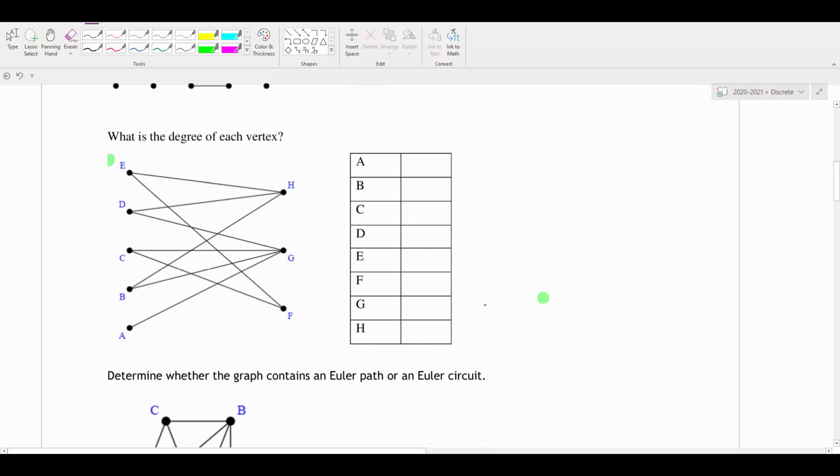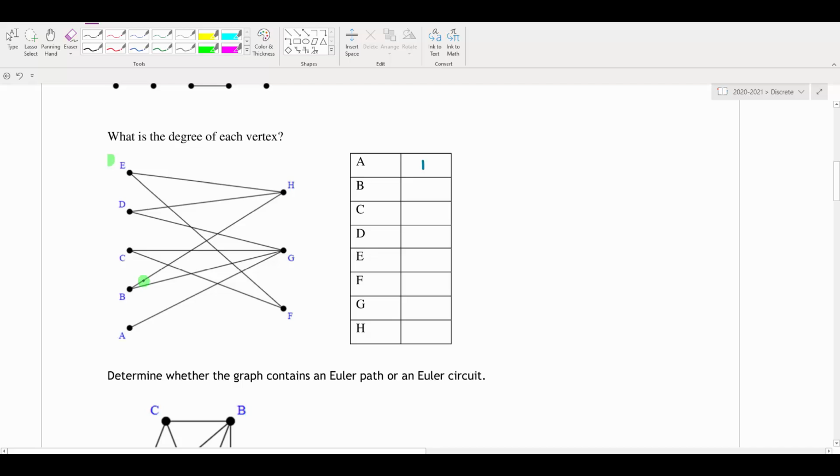All right, so this next one is just another simple one. What is the degree of each vertex? Remember, the degree of a vertex is determined by the number of edges that touch that vertex. So for instance, if we were looking at vertex A, there's only one edge that comes into that vertex, so A would have a degree of 1. Then we just go through systematically and look at each vertex.